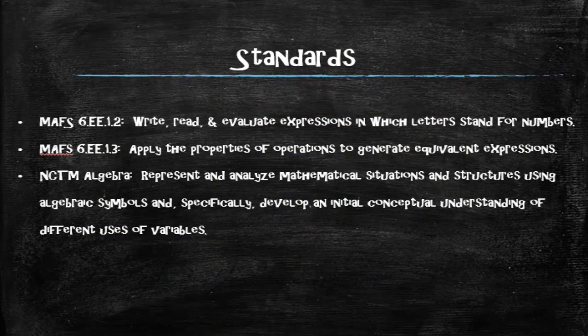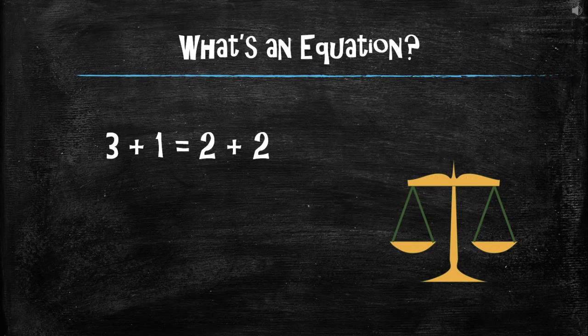These are the Florida and NCTM math standards. What is an equation? An equation says that two things are equal. It will have an equal sign like this. 3 plus 1 is equal to 2 plus 2. This equation says what is on the left, 3 plus 1, is equal to what is on the right, 2 plus 2, or 4 is equal to 4.